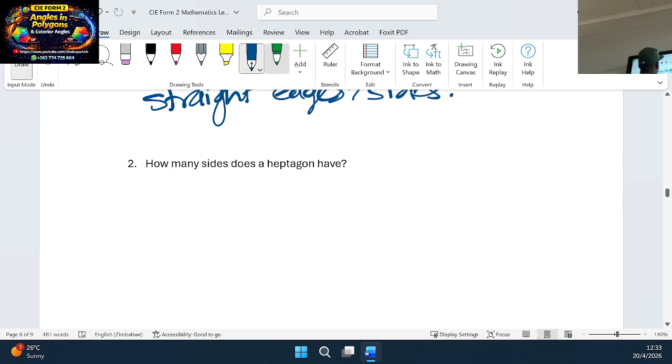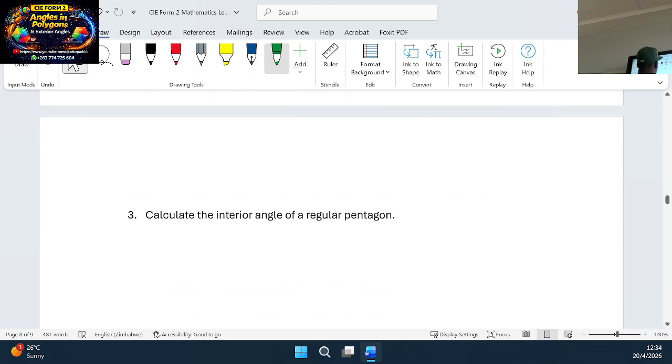Then, how many sides does a heptagon have? I mean, these are just general names. When we say hepta, we are pointing to 7. So this has got 7 sides.